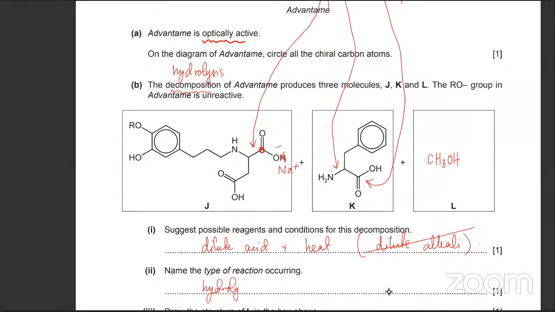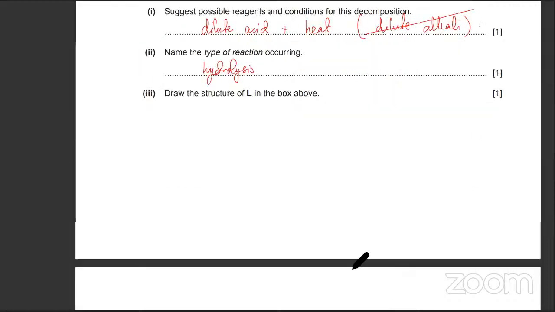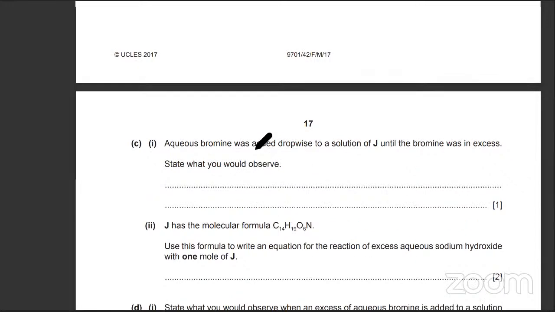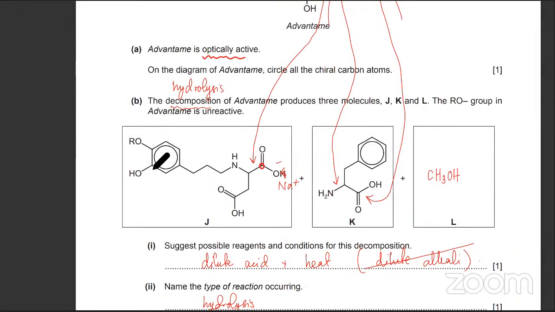The next part is this is obviously hydrolysis. Draw the structure of L in the box. We just did that. Aqueous bromine was added dropwise to a solution of J until the bromine was in excess. State what you would observe. So this is J. What type of benzene is this? What do you call this? I mean, he's talking about J. Phenol. So that is phenol.